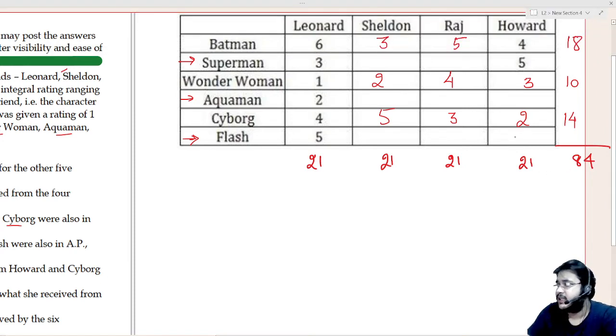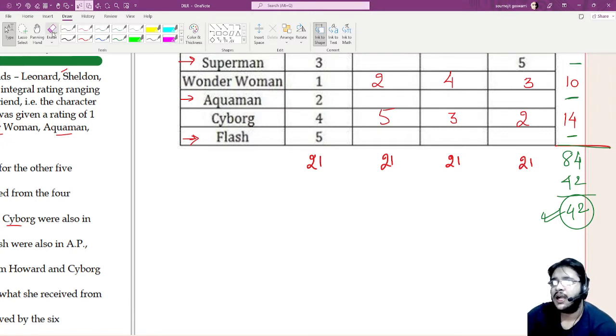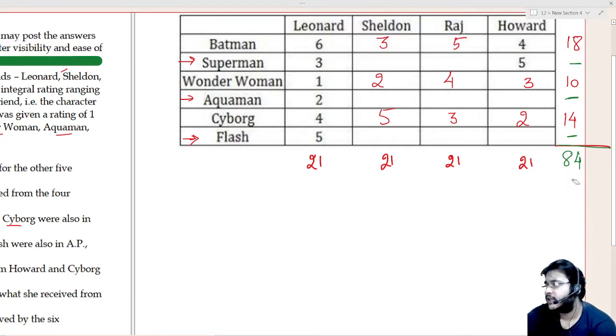Now the interesting bit comes in. We have already taken into consideration the points for Batman, Wonder Woman and Cyborg, which is 18 plus 10 plus 14. So 34 plus 8, that is 42. If I subtract 42 from 84, what I am left with is 42. So this 42 is going to be the summation of the points for Aquaman, Superman and Flash. I hope that made sense. Obviously this is a recorded video, you can go back and revisit this. So I will assume that you have understood what I have tried to explain.